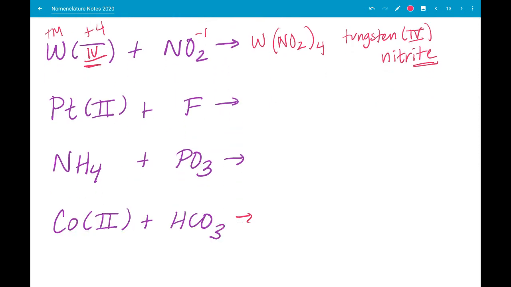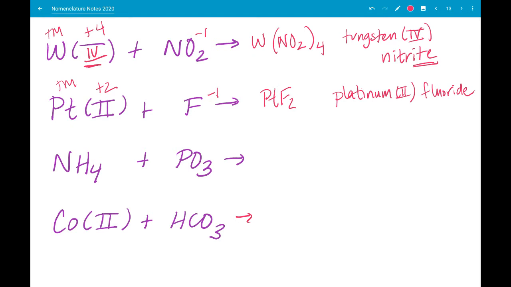Okay, here we have another transition metal. I'm told the Roman numeral is +2. I know F is a -1. It's a nonmetal on the periodic table. I'm going to drop and swap, and then I can write the formula. I have to remember to use the Roman numeral. So it becomes platinum (II) fluoride.